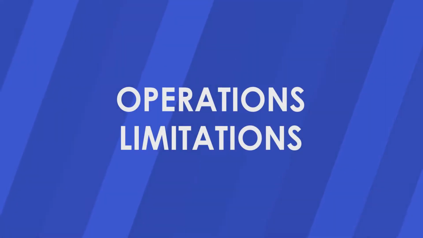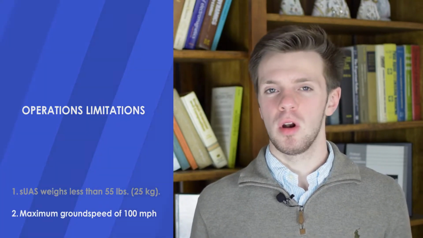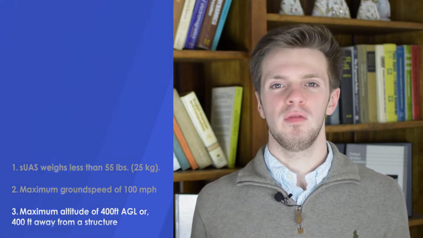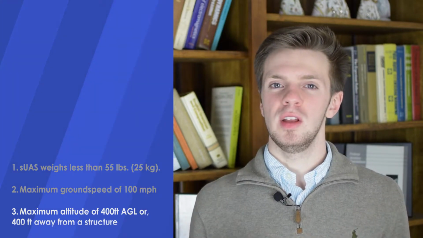First, operational limitations. Number 1 is that your aircraft must weigh under 55 pounds, and number 2 is that it must have a maximum ground speed of 100 miles an hour. Number 3 is that you must fly with a maximum altitude of 400 feet AGL, or above ground level, or if you're around a structure, within 400 feet of that structure.